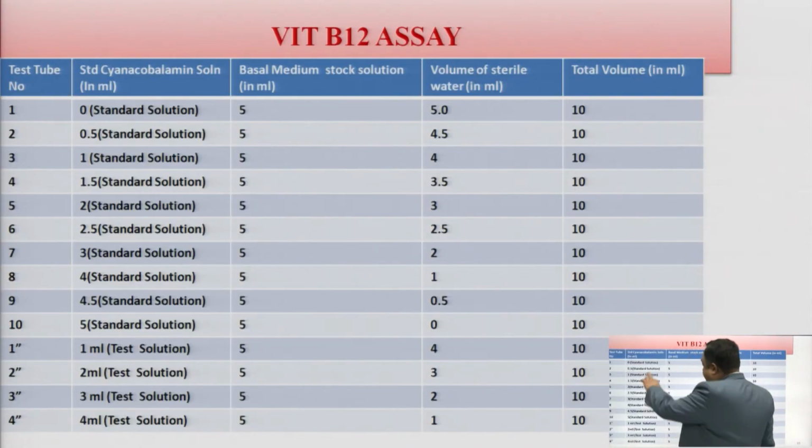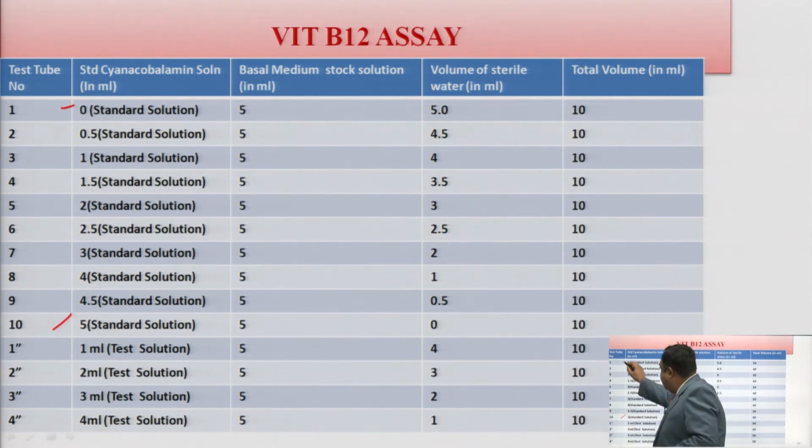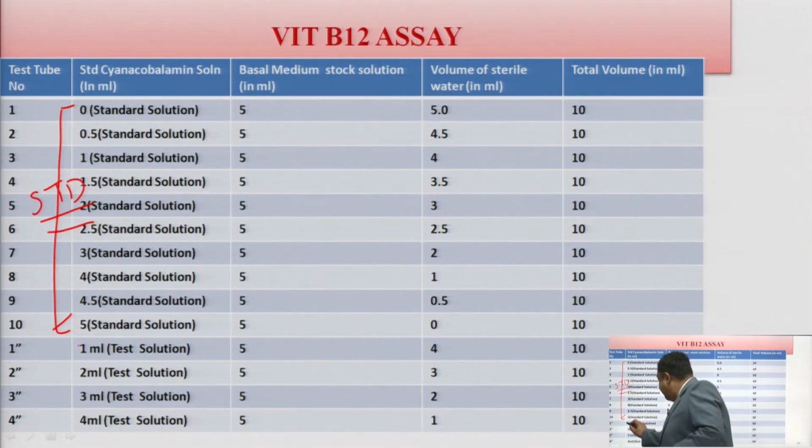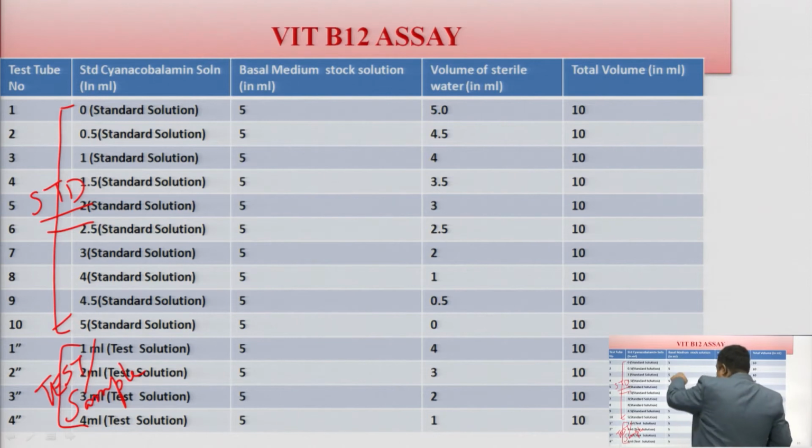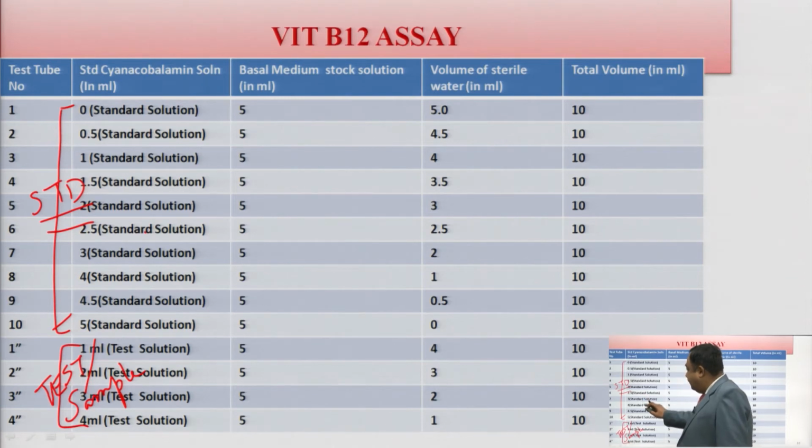This table shows that we have to take test tube number 1 to test tube number 10. All these have standard solution of vitamin B12, and the remaining 4 have test or sample solutions of vitamin B12. We have to add 5 ml of basal media. The total volume needs to be 10 ml. In test tube number 1, we need not add any standard solution, 0 ml. Test tube number 2, 0.5 ml of standard cyanocobalamin solution, then 1, 1.5, 2, 2.5, 3, 3.5, 4, 4.5. These are the 10 test tubes containing standard cyanocobalamin, in these volumes.